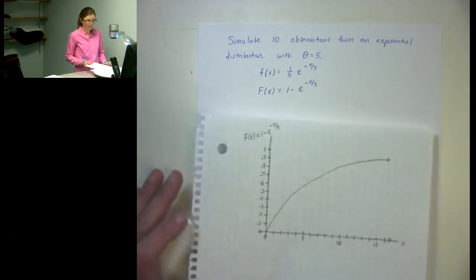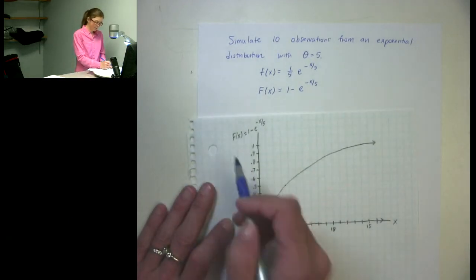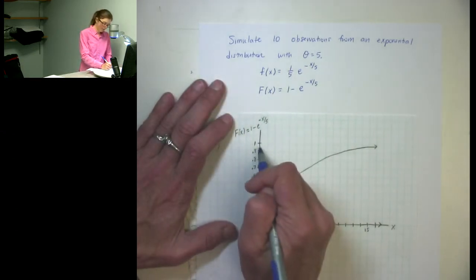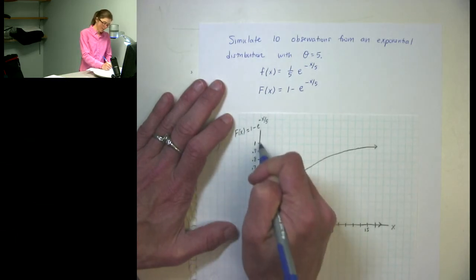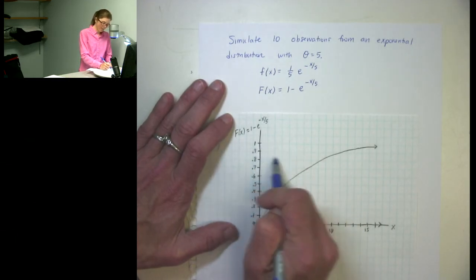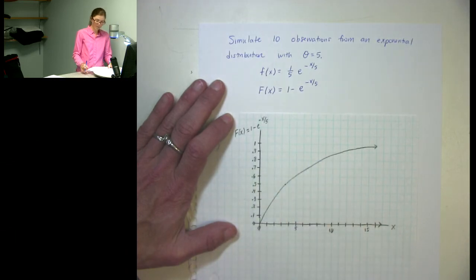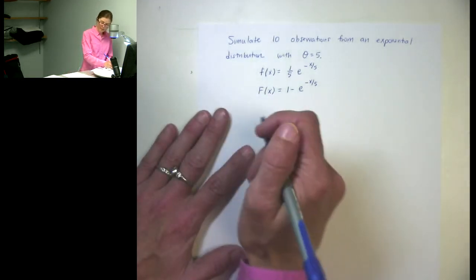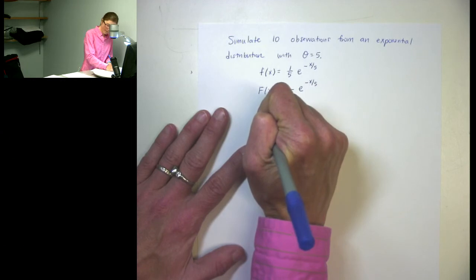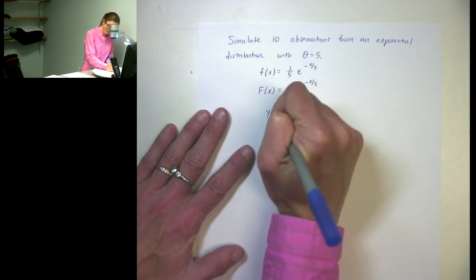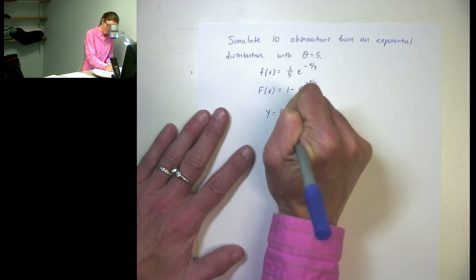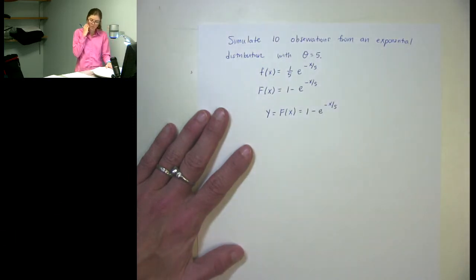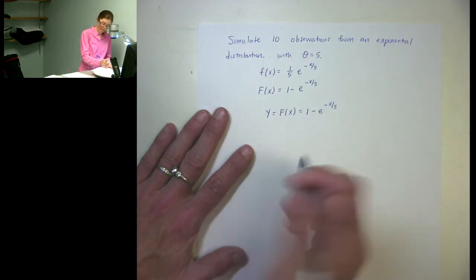So just to think about what that would look like, here's x, here's my cumulative distribution function, little f of x. And what I'm going to do is randomly generate numbers between 0 and 1, map them over here, and then find the inverse function. So to do that, I need to consider y equals f of x equals 1 minus e to the minus x over 5. And I need to find the inverse.